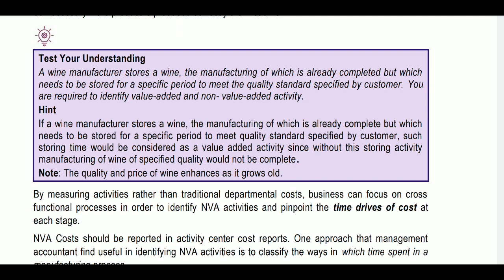Here the wine, which is for drinking, will not be complete if it is not stored. So storing is adding value to the product. It is a value added activity. So what is provided? If a wine manufacturer stores a wine, the manufacturing of which is already complete but which needs to be stored for a specific period to meet quality standard specified by the customer.